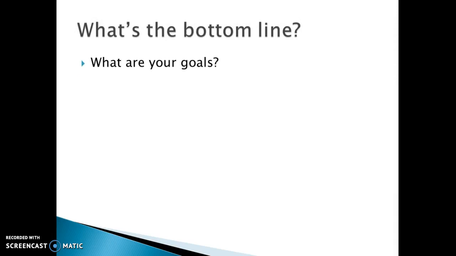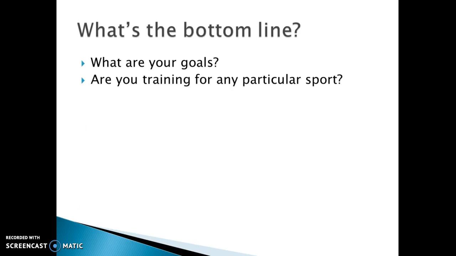So what's the bottom line? Which one do you choose? What are your goals? What do you want to get out of working out? Is it just to stay fit, whatever? You need to figure that out. Are you training for any particular sport? And if you are, maybe you fit your training, whether it be steady state or high intensity interval training, to fit that particular sport and the demands of that sport that you're training for.